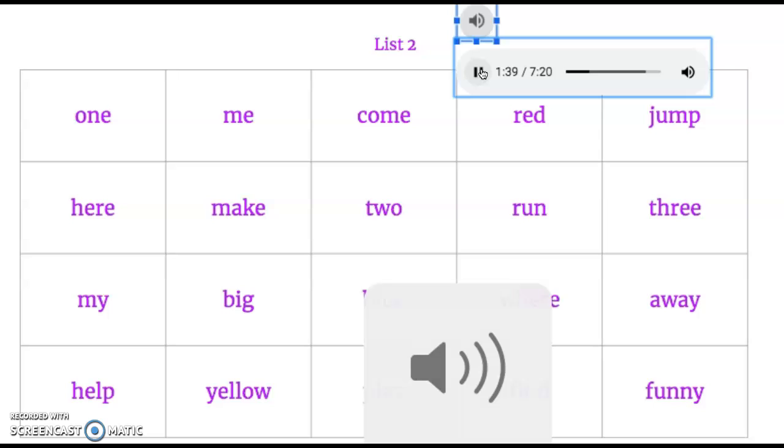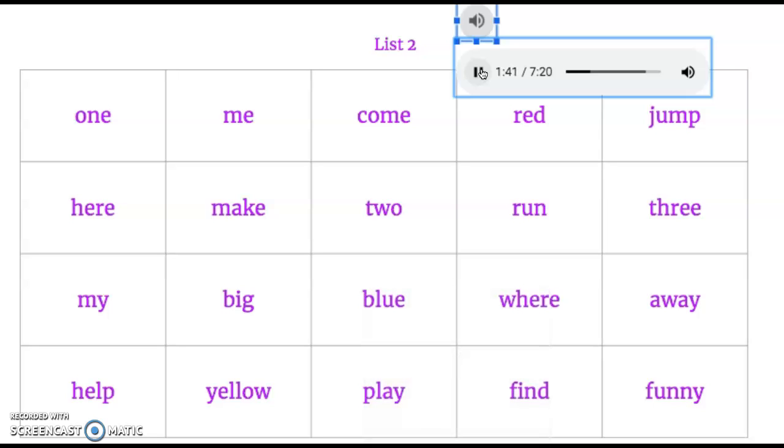The next word is jump. Jump. And all the letters in this word say their normal sounds. The J says J, U says u, M says M, P says P. J, u, M, P. Jump. And a sentence we could use is, I can jump high.